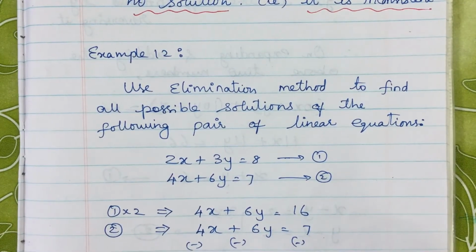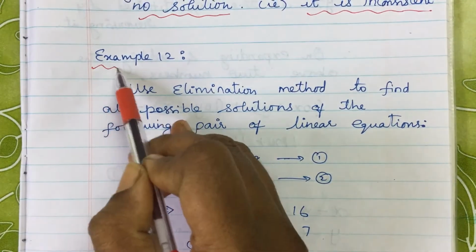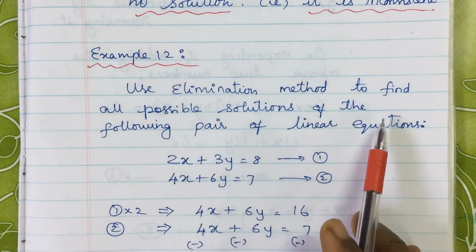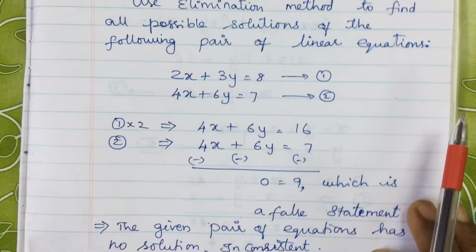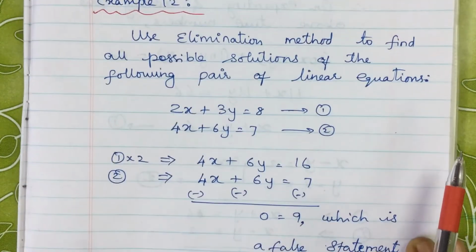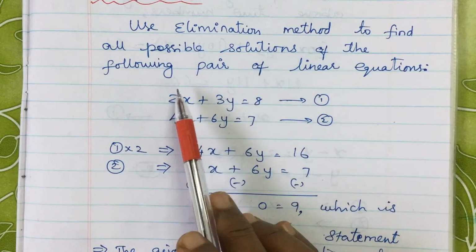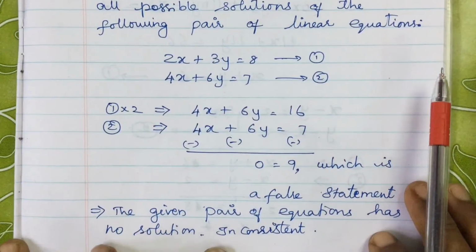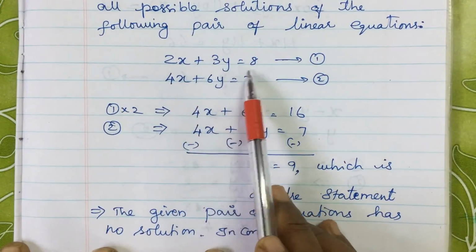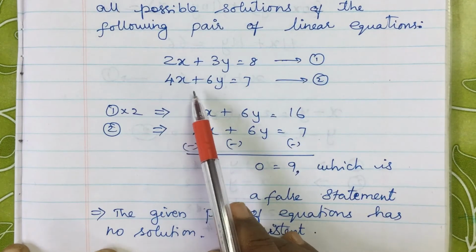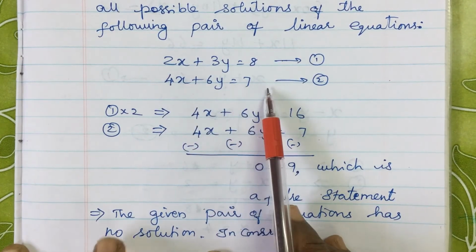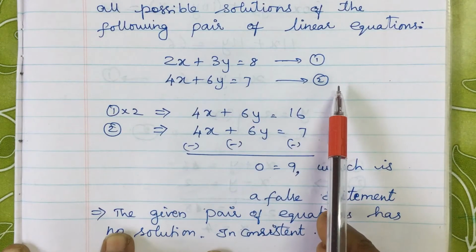Coming to example 12. Use the elimination method to find all possible solutions of the following pair of linear equations. So 2x plus 3y equal to 8 is the first equation. 4x plus 6y equal to 7 is the second equation.